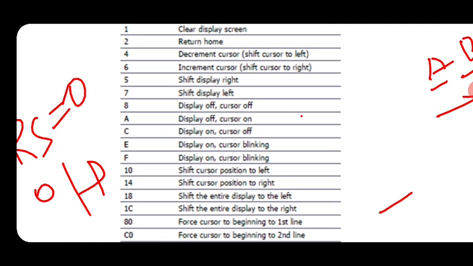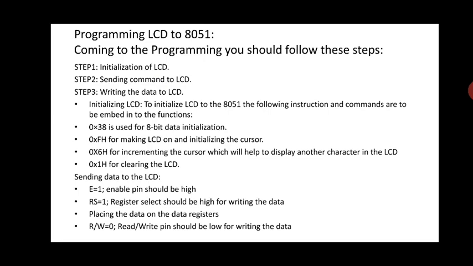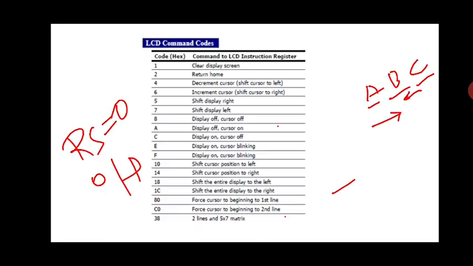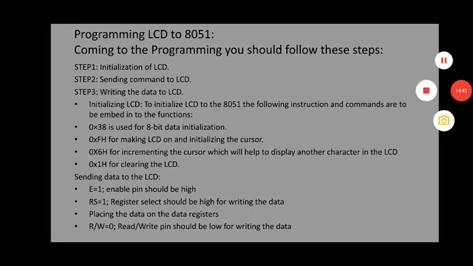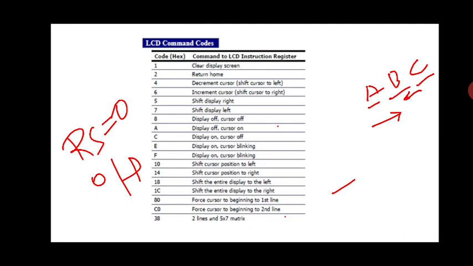There is no H hexadecimal here. 0F means what? Cursor on, cursor blinking. 06H means what? 06H, increment cursor shift to right, means as I told, we are going from left to right. Now here the 6th command is to increment the cursor. It is a command to be sent here.